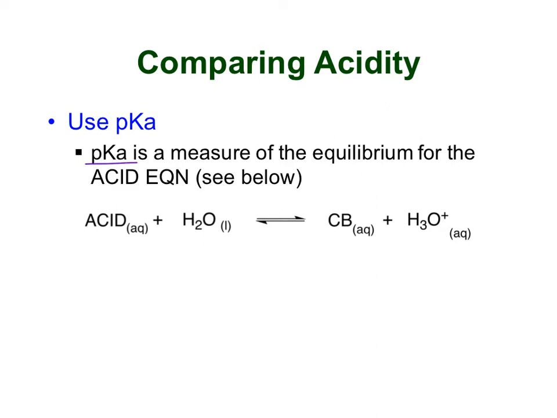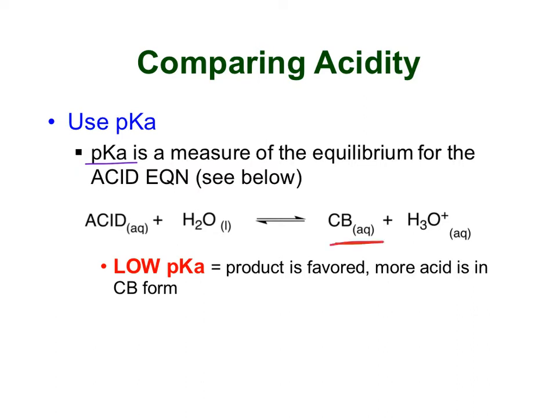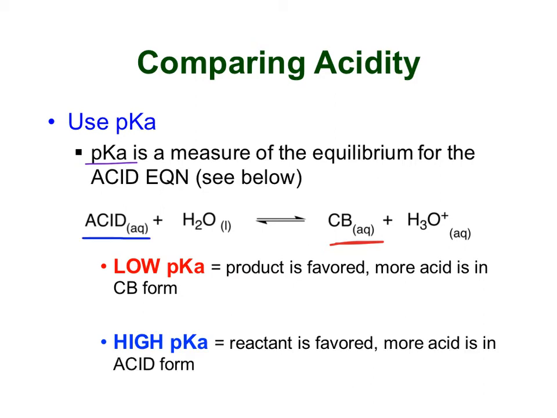So if you have a pKa, what you need to know is that a low pKa is actually a good thing. It means that the product is favored and there's more of the acid in the conjugate base form. So the acid's acting like a good acid and making a whole bunch of conjugate base. A high pKa is actually not good for acids. That means that the reactants are favored, and that's not what you want. That means the acid is mostly staying in the acid form and not donating the proton like you would want it to do. So that would be a weaker acid.